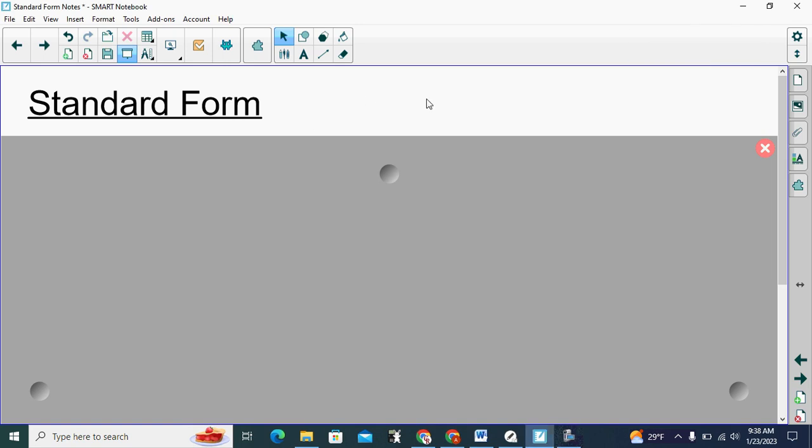Today's notes are on another way to write an equation of a line. We have slope-intercept form, we have point-slope form. The way we are going to talk about today is what is called standard form.